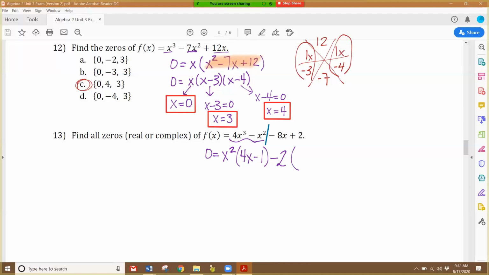So negative 8x divided by negative 2. Negative divided by negative is positive. 8 divided by 2 is 4. We're not taking out any x's, so it just gets brought down. For the second term, we're taking positive 2 divided by negative 2. Well, positive divided by negative is negative. 2 divided by 2 is 1.